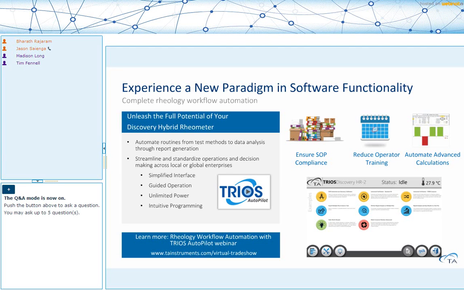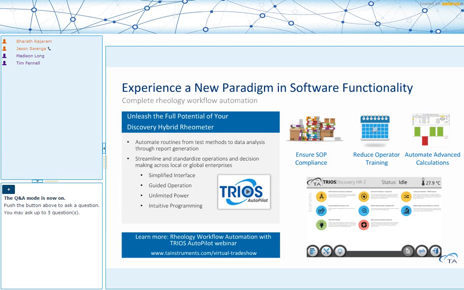And it does this through a combination of a simplified interface and guided instrument operation. So a view of the simple interface is shown in the lower right. All the operator does is select the test that they would like to run by clicking on one of these icons from a pre-selected list of options.